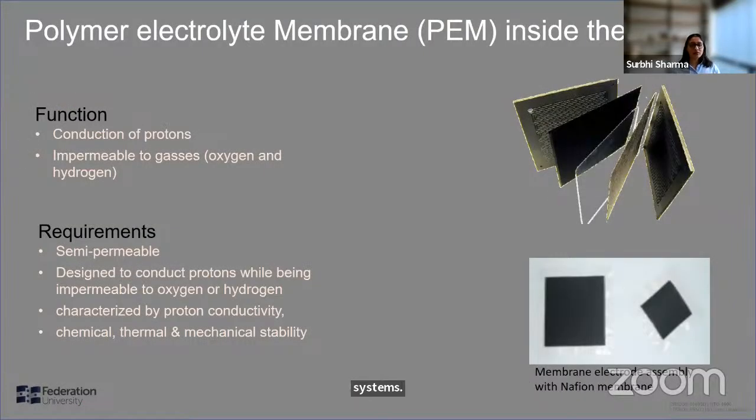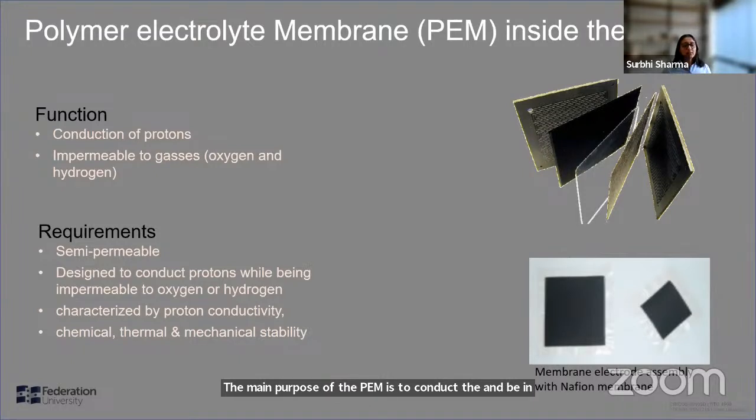So I'll be talking about individual components and what their functional requirements are within the fuel cell. Starting with the polymer electrolyte membrane, as I said, it is the heart of the system. It separates the anode and the cathode, and that is how you manage to get the two half-cell reactions of oxygen reduction and hydrogen oxidation. The main purpose of the PEM is to conduct protons and be impermeable to gases, so that the two compartments and the two half cells can function properly.